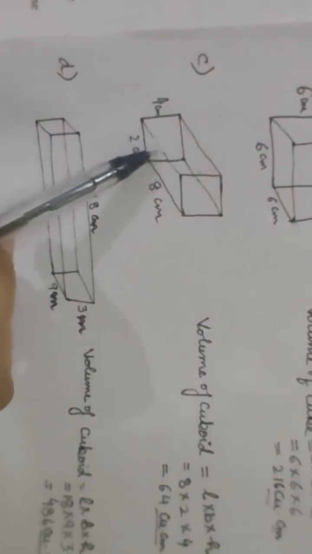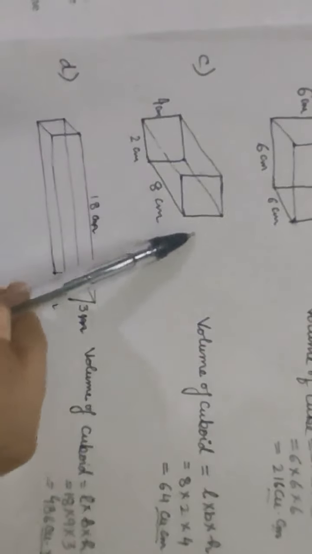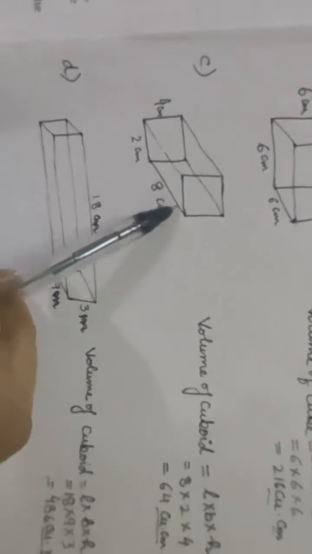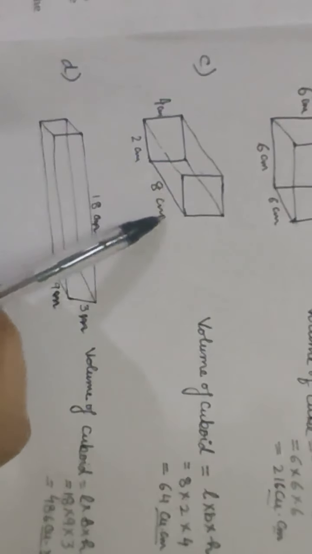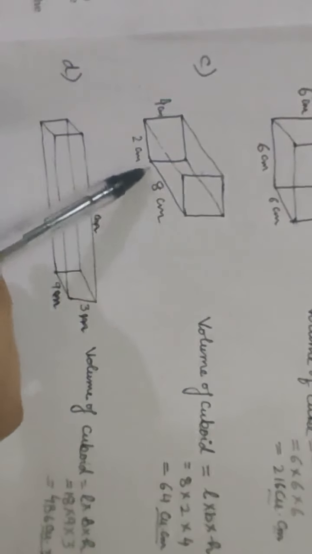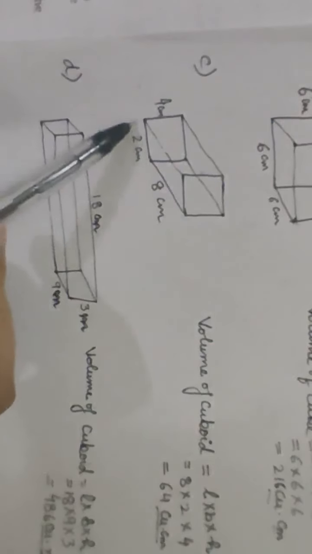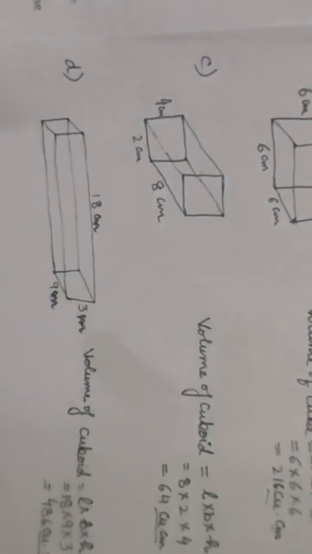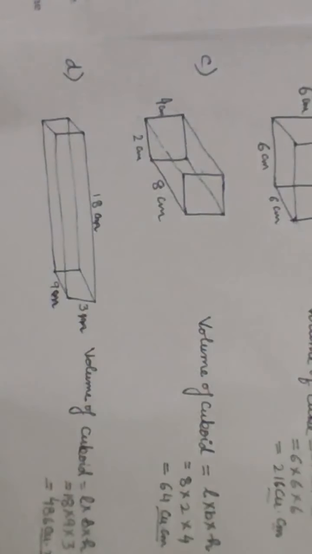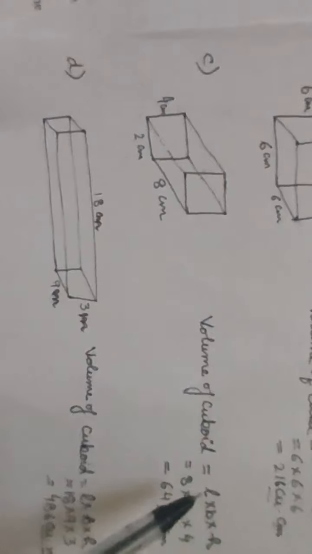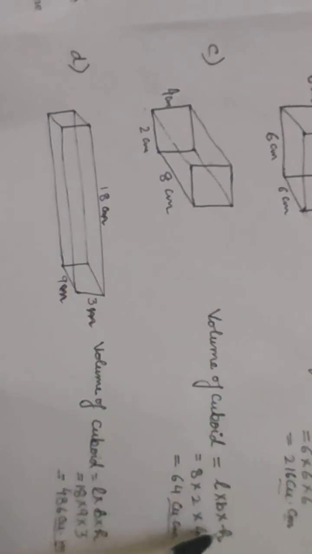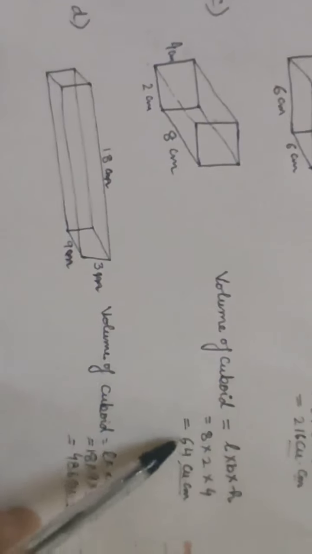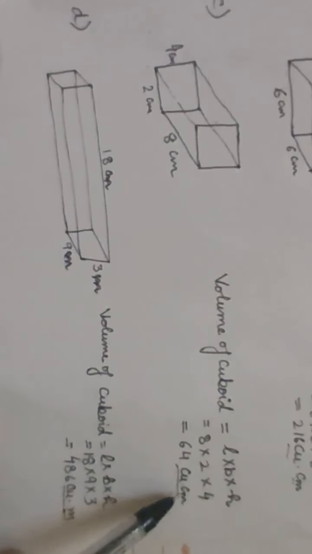Now let's start with the C part. The following figure is given. Here the longer side is 8 centimeter. This will be the length. 2 centimeter will be the breadth and 4 centimeter will be the height. So the given figure is a cuboid. So the volume of cuboid will be length multiply breadth multiply height. 8 multiply 2 multiply 4, we will get 64 cubic centimeter.